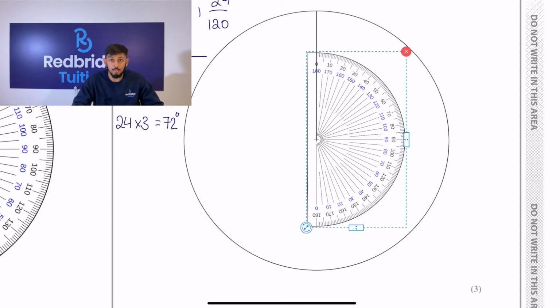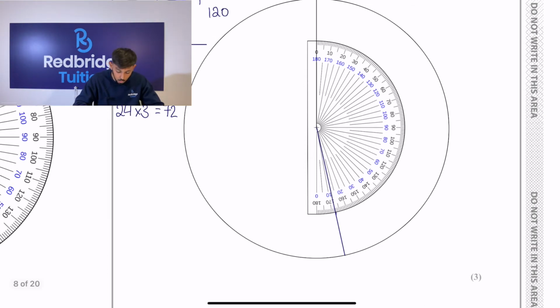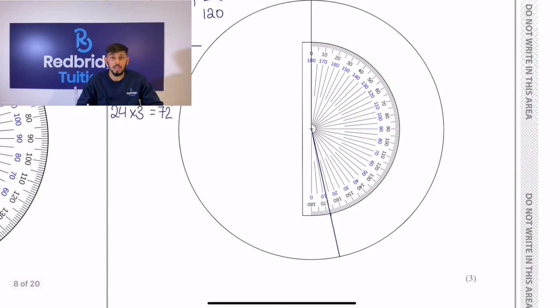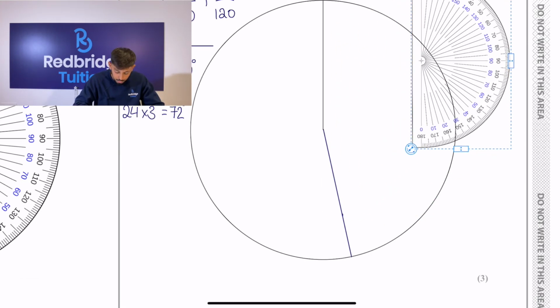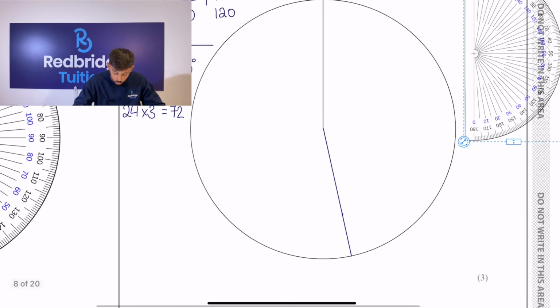So I've lined up my protractor, and I'll put a little point as to where 168 will be, and that will be about here. Now I'm going to join the line from the center, crossing through this point, and this will give us our first section of the pie charts. So if I just move the protractor out of the way, this big section here will be labeled as French.